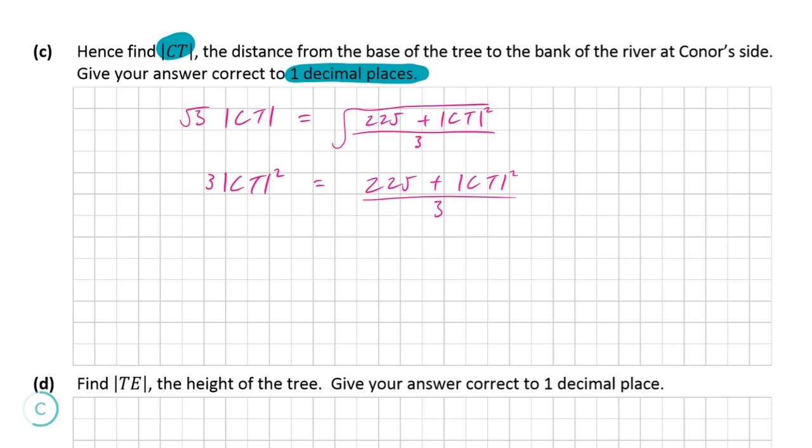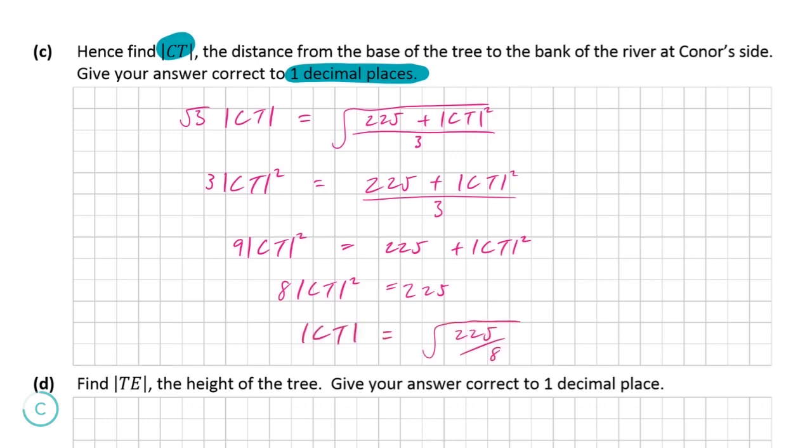So we have this now, we're just going to multiply across by 3. That is going to give us 9 CT squared is equal to 225 plus CT squared. And now we're just going to take away CT squared from both sides, which is going to give us that 8 CT squared is equal to 225. So now we're just going to divide across by 8 and also get the square root of both sides. So that is going to give us that CT is equal to the square root of 225 over 8.